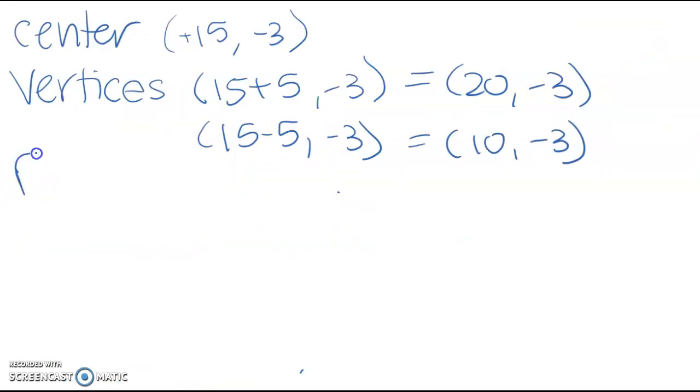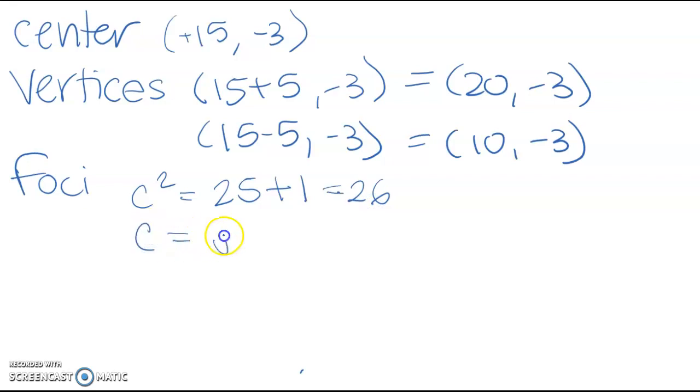So for the foci, the very first thing we need to do is find c squared. In this case, we said we're going to be adding. So we're adding 25 plus 1, which is 26, which means that our c value itself will be the square root of 26, because we're going to take a square root from both sides. Okay, and it's a distance, so you're going both positive and negative.